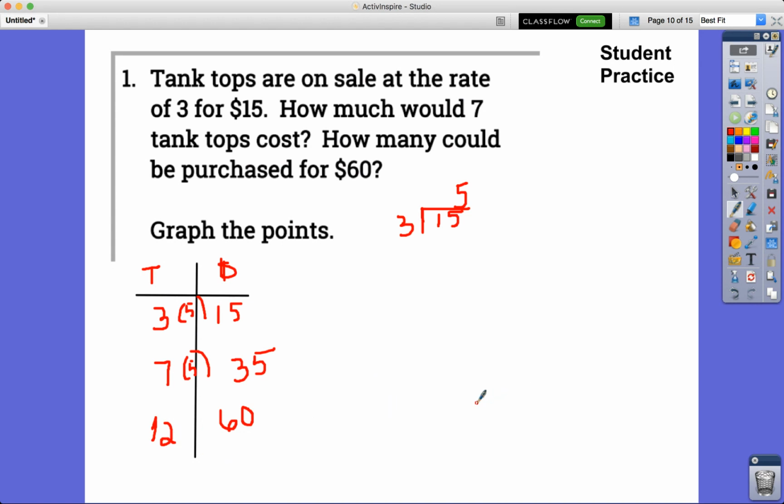Now, on your graph, your x-axis, remember x is the horizontal, your x-axis needs to go out to 12. And your y-axis, your vertical is the y-axis, needs to go up to 60. So work together, set up your graph, and then plot the coordinate points that you have for your tank tops and the cost. Take about 3 minutes so you can number your graph, set up your X and Y axis, and then plot the coordinate points. Pause the video here and check back in 3 minutes. Ready? Go.